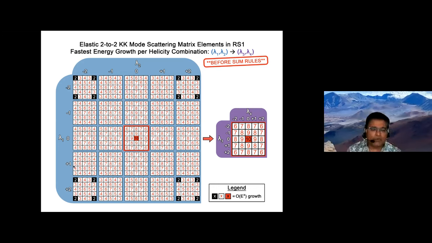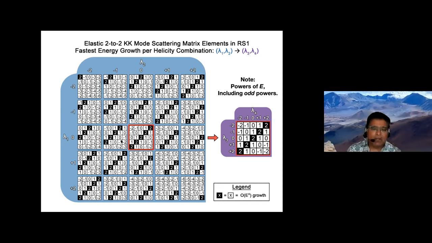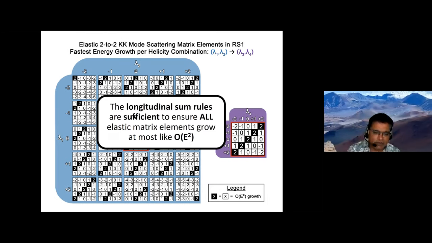Now, for all of these scattering amplitudes, I forget exactly how many independent ones there are, but if you apply the sum rules to those amplitudes, this is what you get. The helicity zero sum rules, when applied to all of these, also tame all the bad high energy growth in all helicity combinations. And you now see uniformly that the worst high energy growth is like energy squared anywhere, which is exactly what you knew had to happen from the uncompactified theory. So we were able to explicitly demonstrate that. Just to emphasize, there aren't any additional sum rules, at least for this process. It's sufficient to ensure all elastic matrix elements grow like energy squared at most.